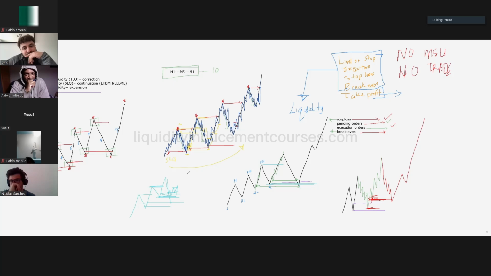So I'm buying this. Yeah, because price could miss this POI right here. Price could miss this POI right here and then just come down here and then go up, right? Yeah.